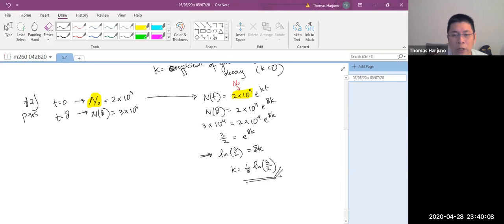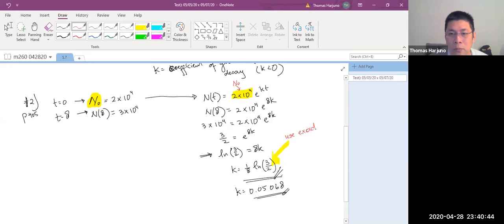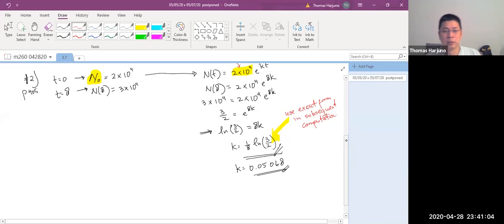Okay. Now, don't round it, okay? Write it in exact form, and then you use the approximate form. So, natural log of 1.5, whatever the result, divided by 8, I get 0.05068. But if we need to use this k in future computation, we need to use this exact form in subsequent computation. That way we can avoid rounding error.